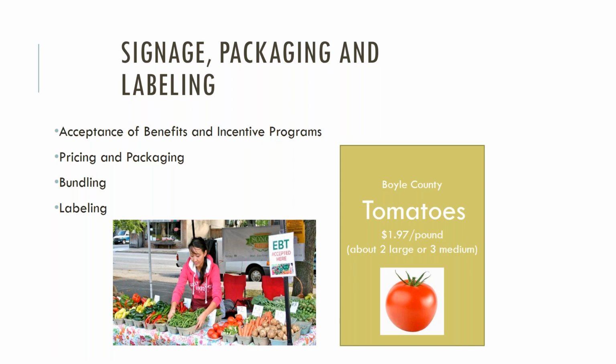If you're accepting EBT, especially if people have to convert to tokens or something, it's really important to have that signage up high where everybody can see it when they come in, so they know where to go and what to do, and they don't have to wander around feeling out of place and clueless. Again, packaging, giving people the option to buy small amounts. You might try bundling, like make a salad kit or a salsa kit or something like that. So those are some things that are covered in the signage, packaging, and labeling section.